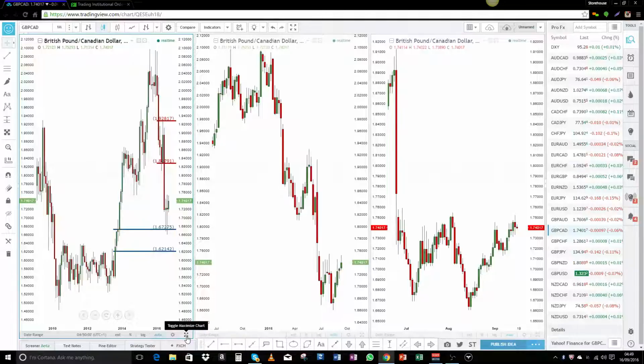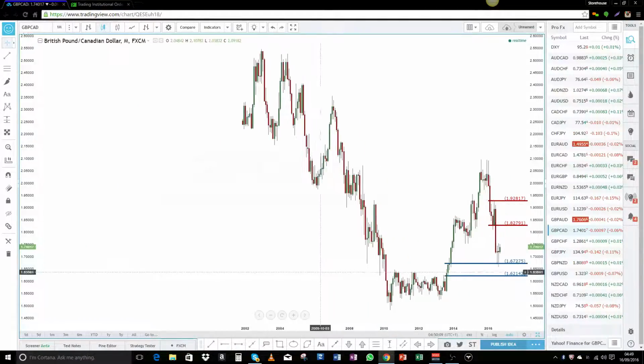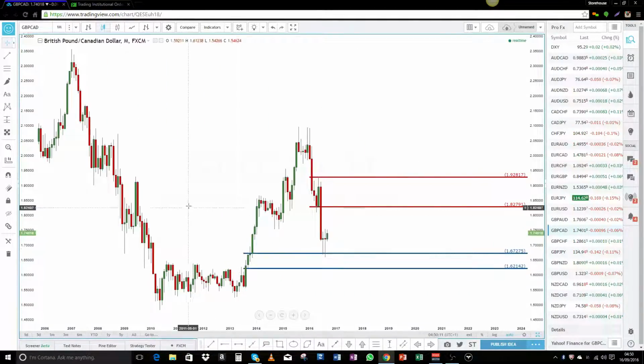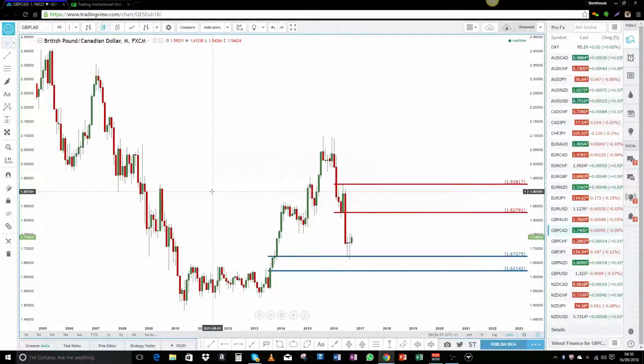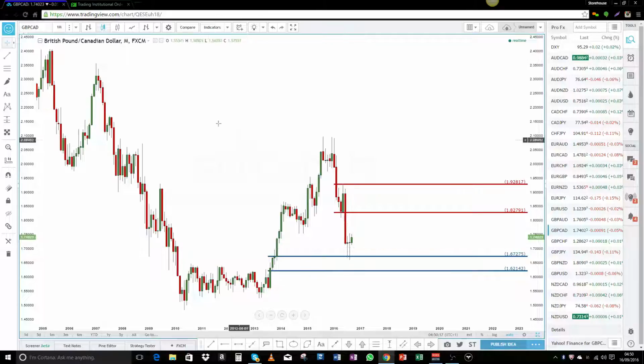Okay, let's run through some analysis. I was looking at the pound CAD. As you know, the pound has taken a bit of a beating in the last few months, but it's holding up now against the CAD. This was on the Brexit news. So I had these levels in since Brexit. This one was in way before Brexit because it was created way back in 2013.